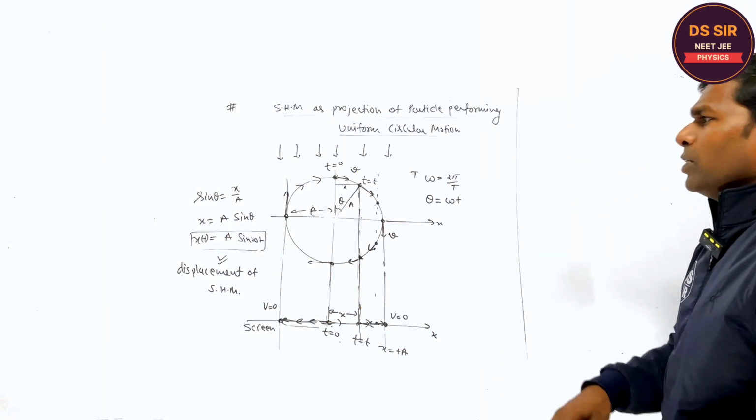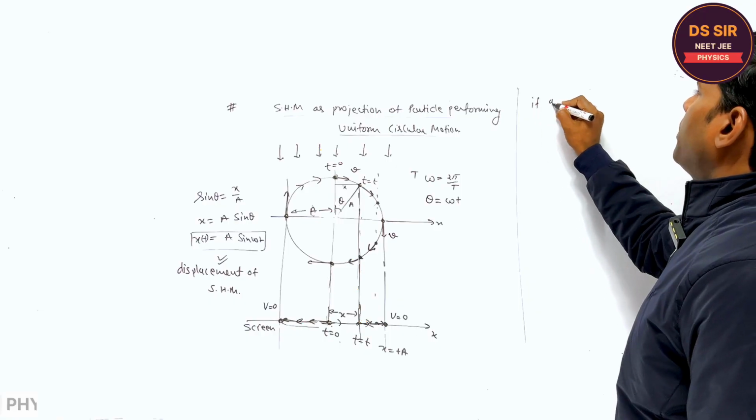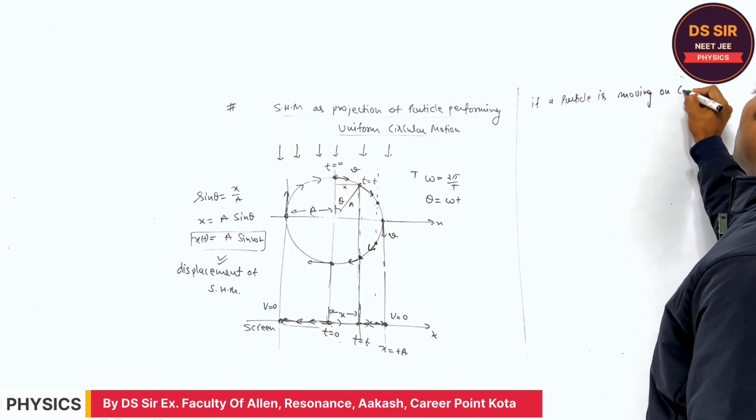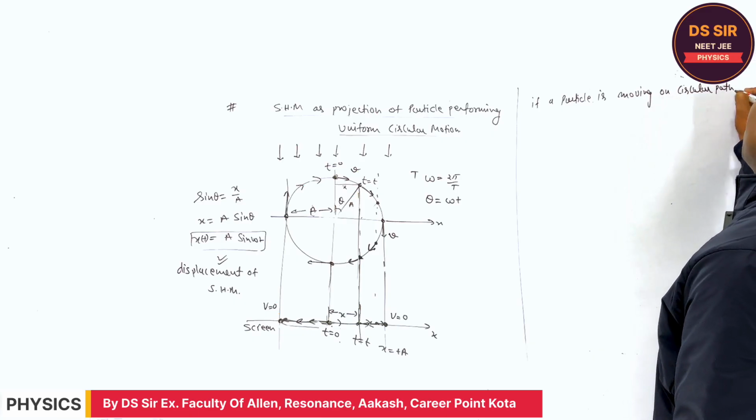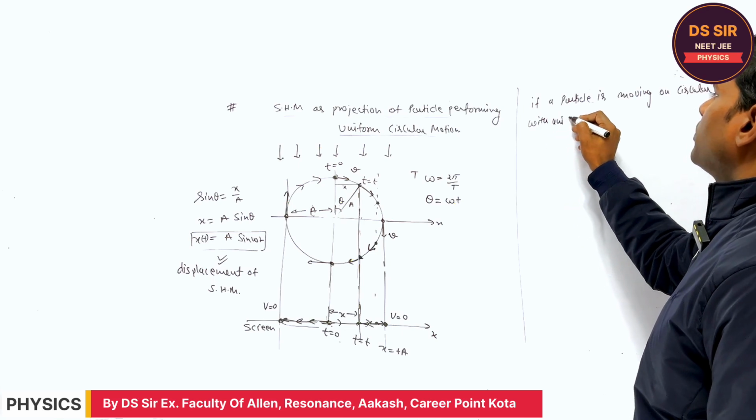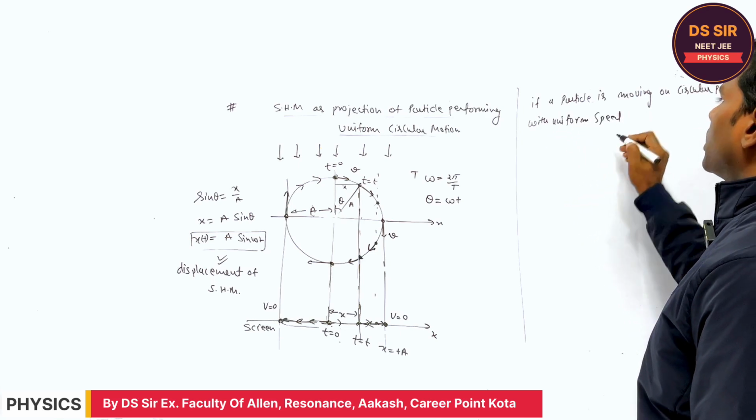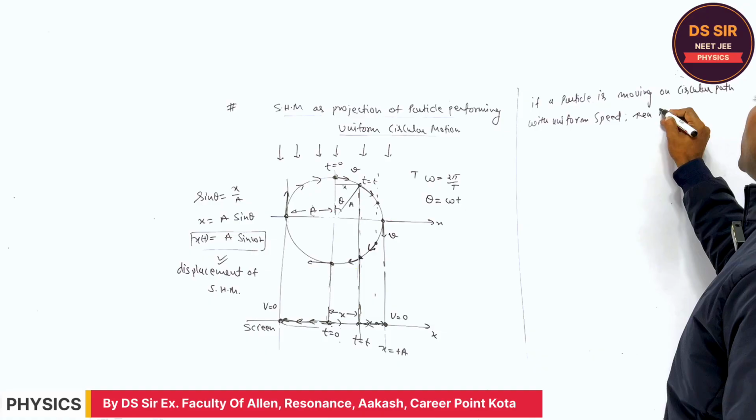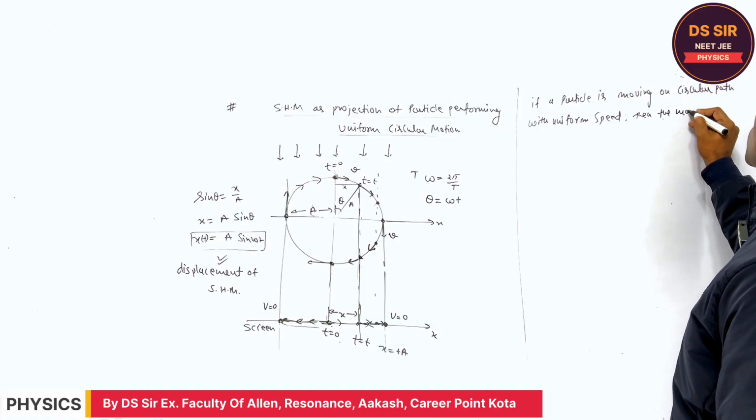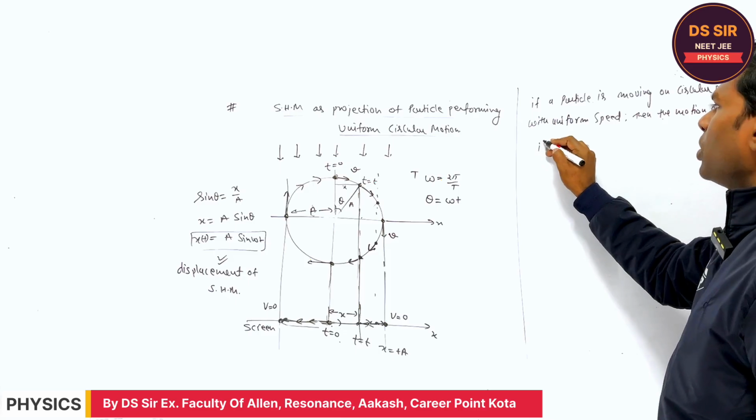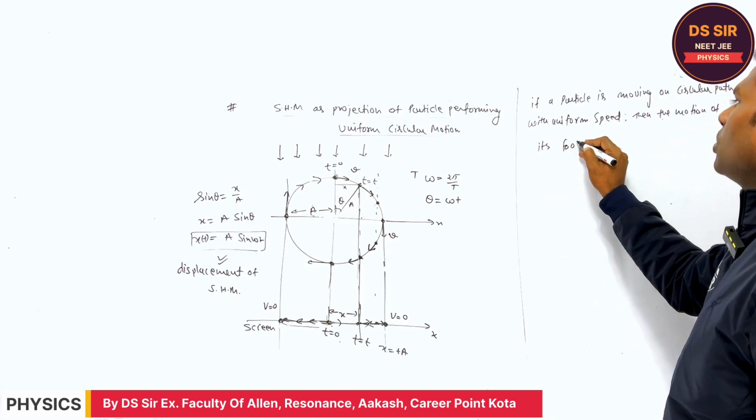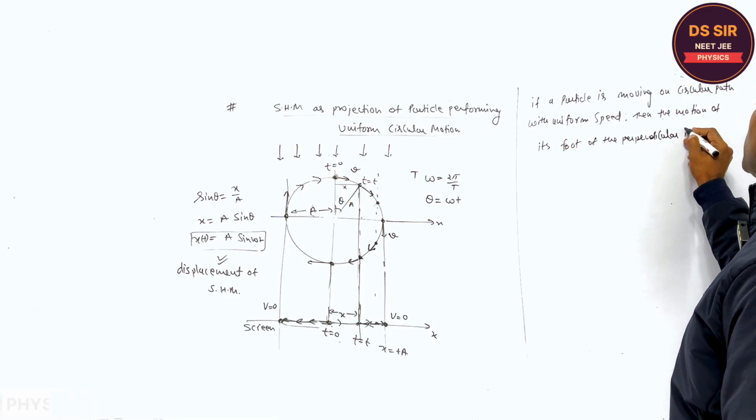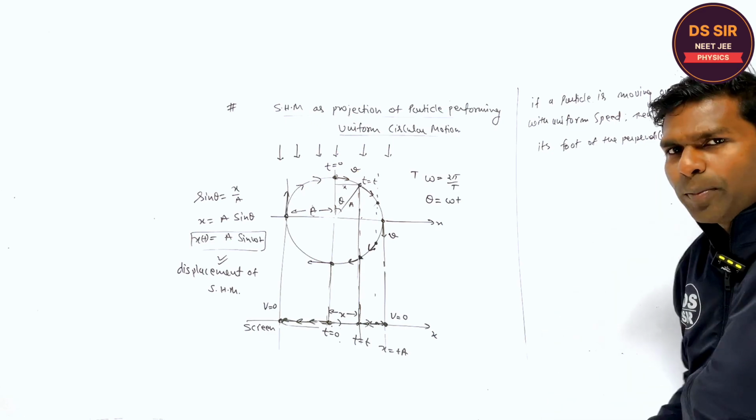Copy this. So you may write, if a particle is moving on a circular path with uniform speed, then the motion of its shadow, meaning the foot of the perpendicular, is SHM. What is the foot of the perpendicular?